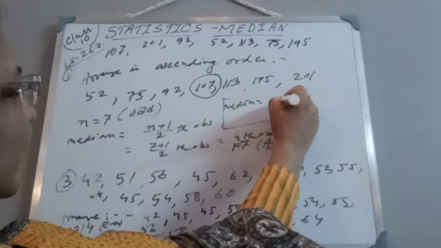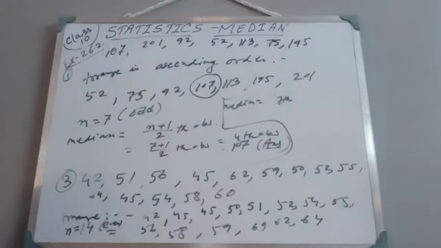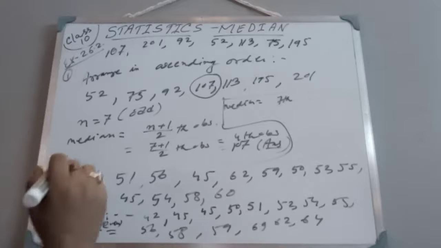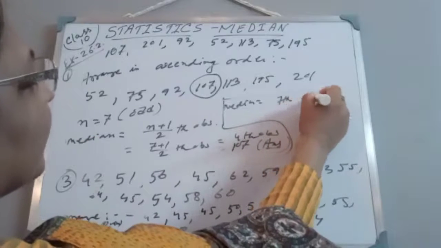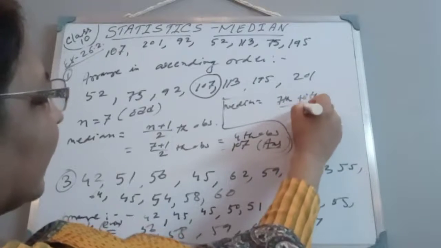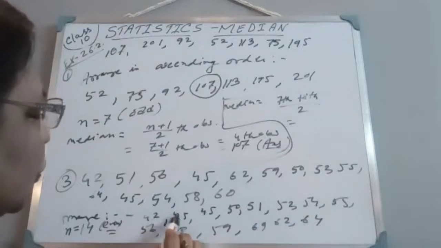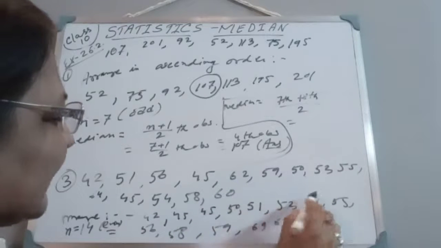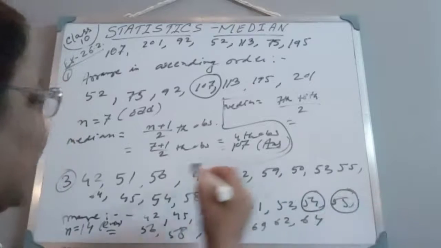So 14 by 2 means the 7th observation, plus the (n by 2 plus 1)th observation. So the 7th plus 8th observation, the whole divided by 2. The 7th observation is what? 1, 2, 3, 4, 5, 6, 7. The 7th observation is 54 and the 8th observation is 55.